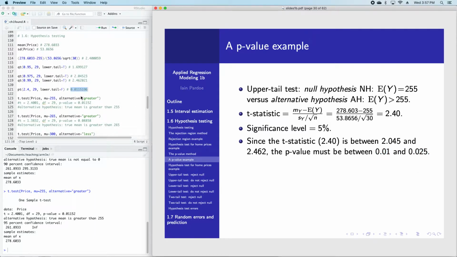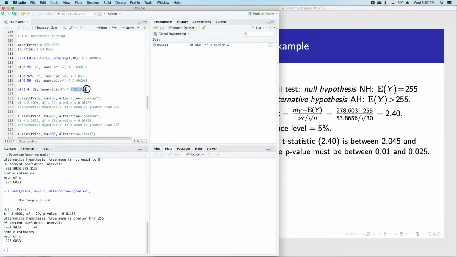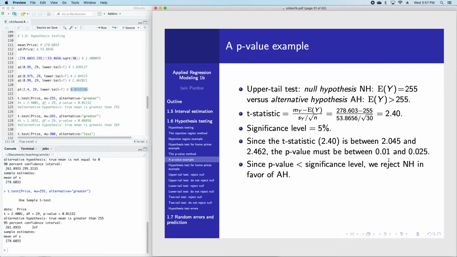If we are able to get the p-value exactly, then we can just look at that number and ask ourselves if it's less than the significance level, which it is in this case. So we reject the null in favor of the alternative, and then again, as we did before, we have to end with a concluding statement that relates back to what we were trying to find out in the first place.